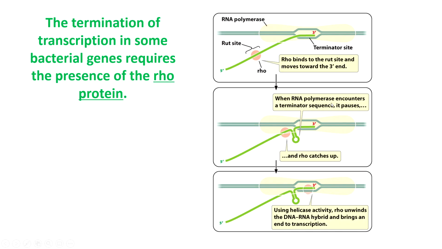And when RNA polymerase bumps into the terminator sequence in the DNA, so there is a signal in the DNA that tells the RNA polymerase stop here, RNA polymerase will pause. And this gives a chance for Rho the Pac-Man to catch up to the replication bubble. When it does, it uses helicase activity to unwind the DNA-RNA hybrid and then stop transcription because this protein is pulling RNA off of the DNA template.